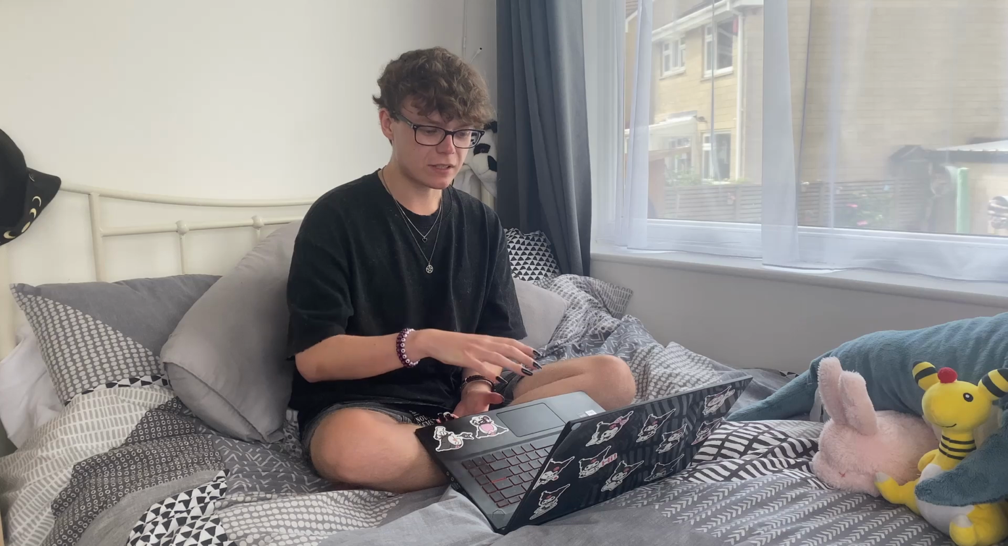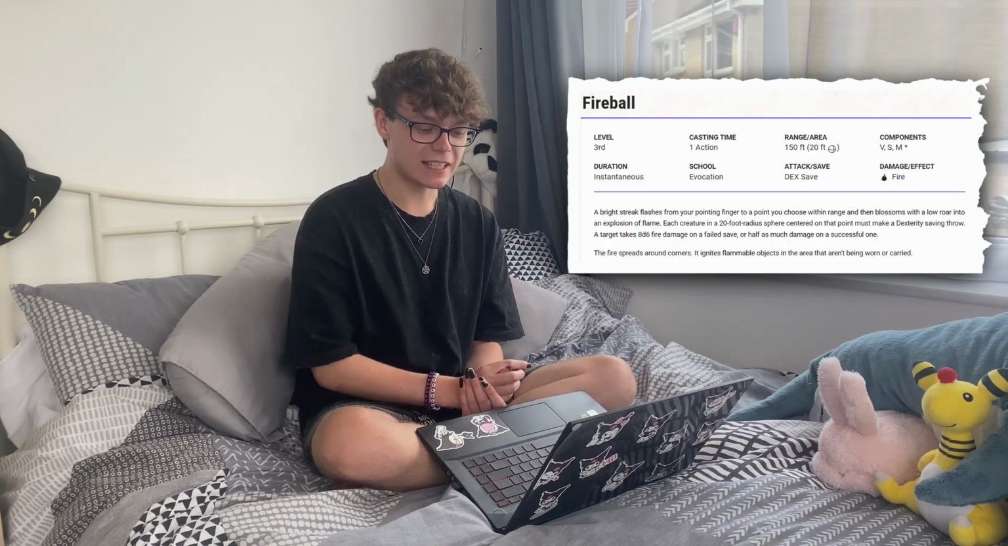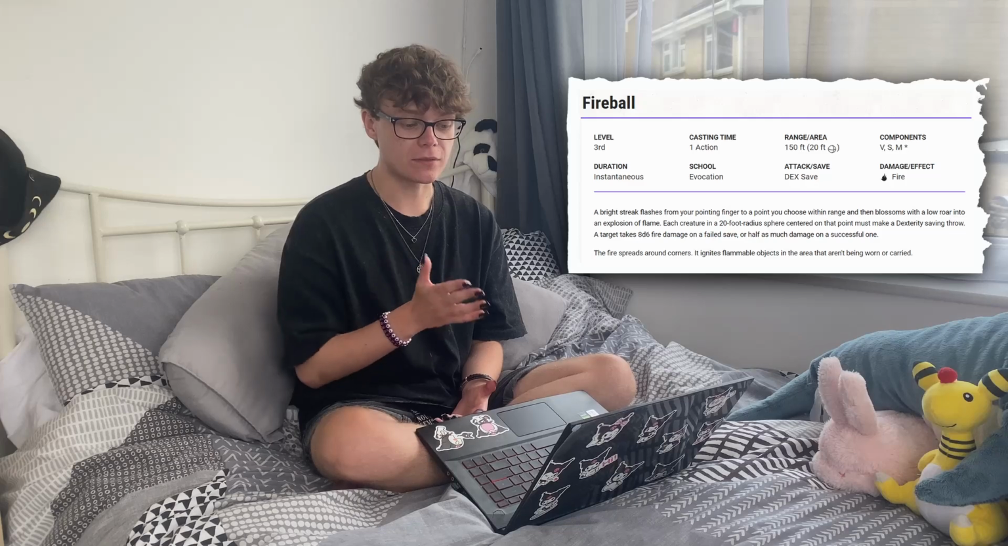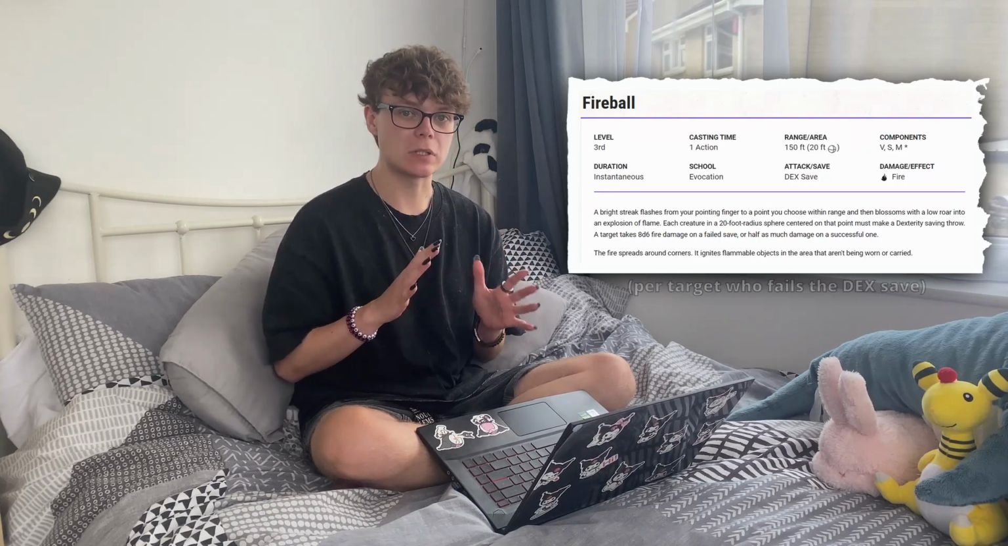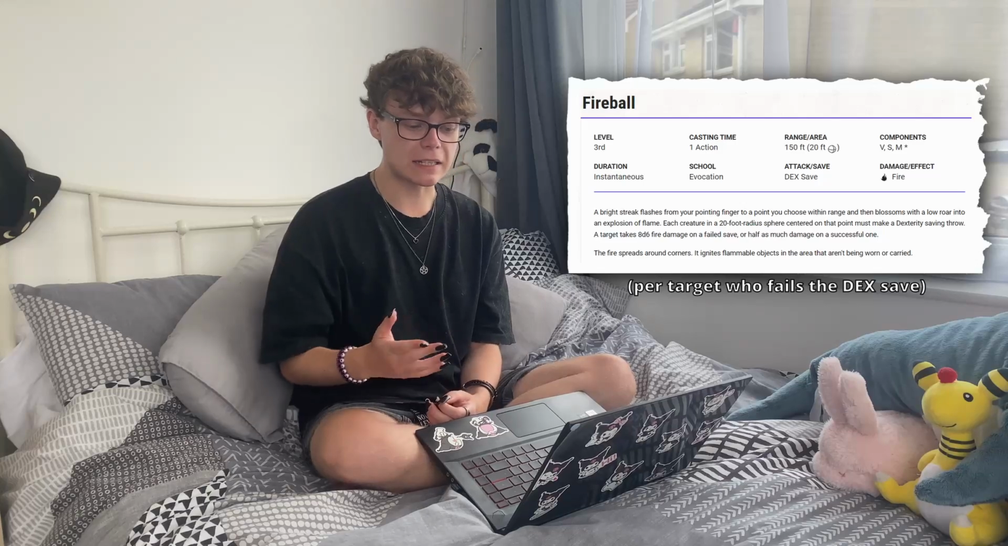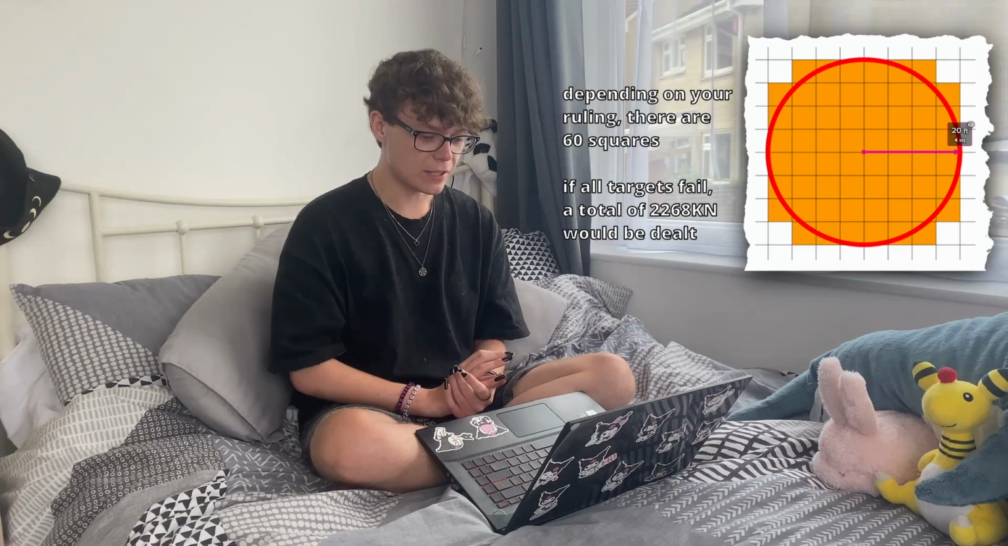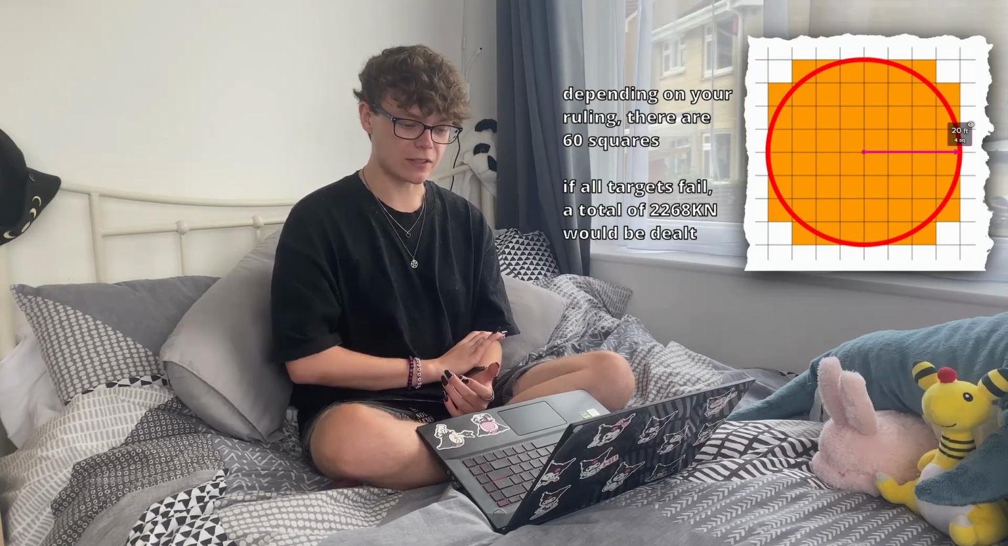Some of my other favourites are, of course, Fireball, one of the most famous spells in D&D, and this deals 8d6 points of fire damage, and on average is going to be imparting a force of about 40 kilonewtons. And when you think about it, that is quite a lot of force. It starts to add up when you consider it being an area spell. It's a 20-foot sphere, and so you can hit quite a few targets with that, and so depending on how many creatures are in that area, you might be dealing hundreds, if not thousands of kilonewtons of force.